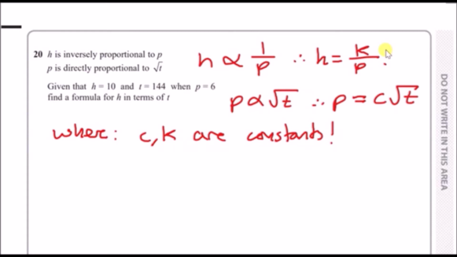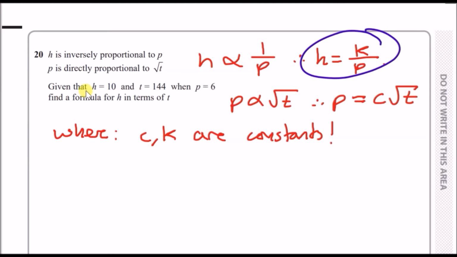Right, so looking at the first formula, we've got h and p, so we're interested in h is 10 and p is 6. Let's just pop that into the equation. So for the first one, we're going to have 10 equals k over 6, and then clear the fraction, multiply 6 across, you get k equals 60. So that's our k found.